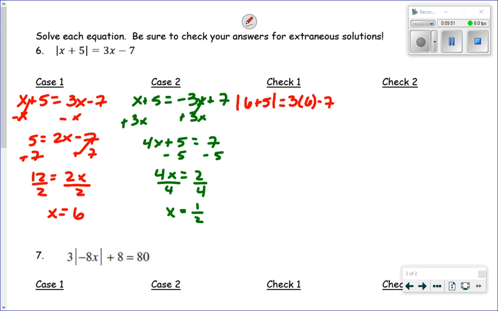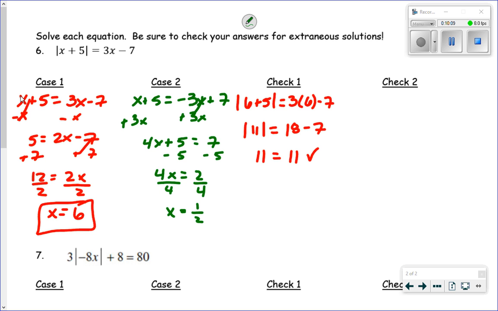Okay, 6 plus 5 is 11. And 3 times 6 is 18. Absolute value of 11 is 11. 18 minus 7 is 11. 11 equals 11, so x equals 6 is a solution.